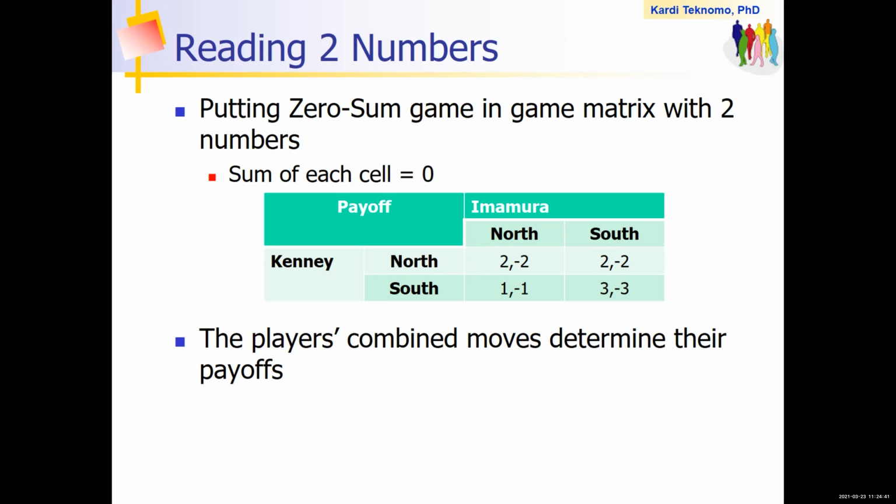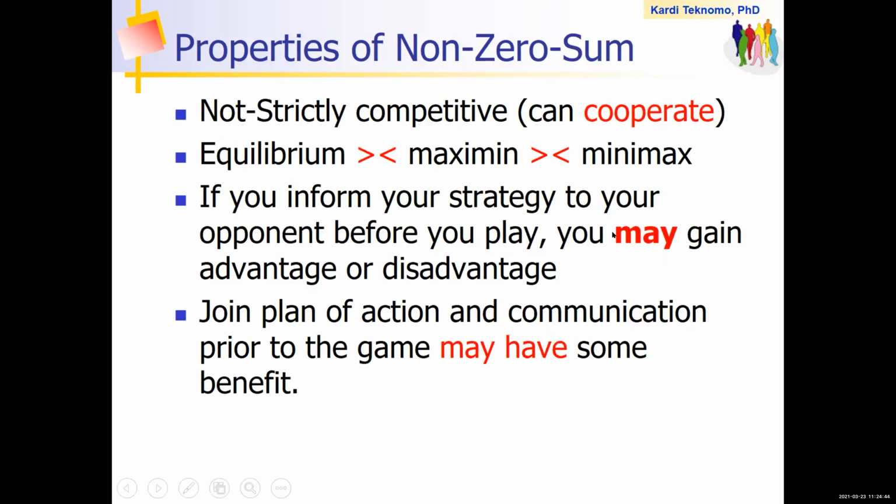Now, the property of a non-zero-sum game is, again, that it is non-strictly competitive. You can cooperate, unlike a zero-sum game, which is strictly competitive, like we just played a while ago. Prisoner's Dilemma is one of the non-zero-sum games. You can cooperate, actually. So again, the equilibrium in here is not the same as maximin, not the same as minimax.